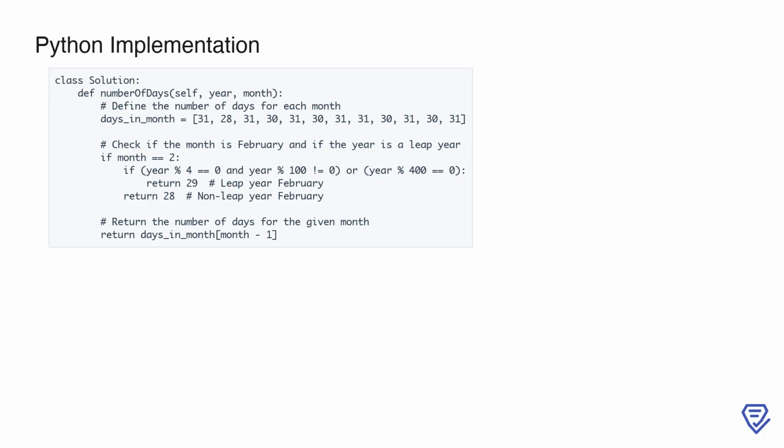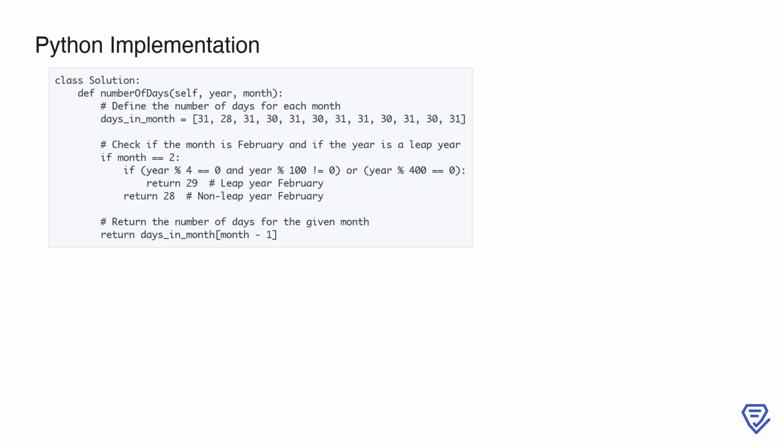To determine if a year is a leap year, the function uses the following rules. A year is a leap year if it is divisible by 4 and not divisible by 100, or if it is divisible by 400. This accounts for exceptions like the year 1900, not a leap year, and the year 2000, a leap year. If the month is February, month equals 2, the function checks the leap year condition. If the year is a leap year, February has 29 days, otherwise, it has 28 days.